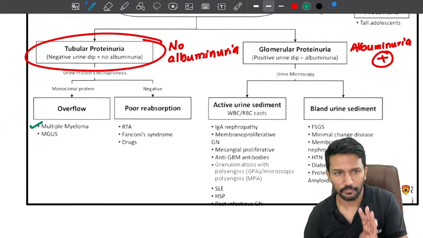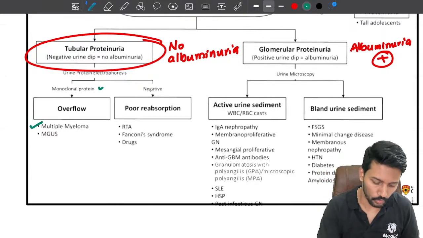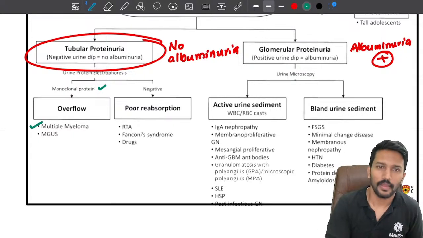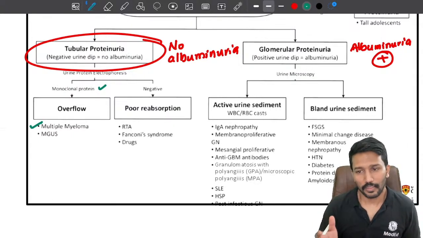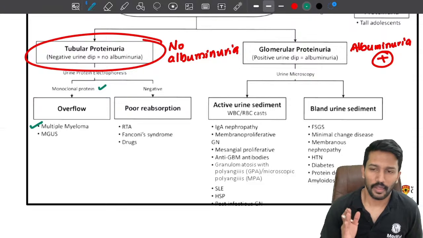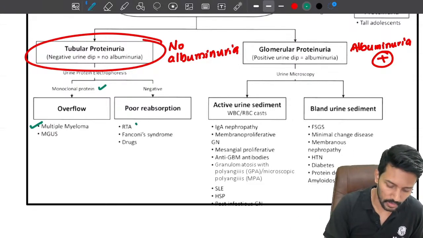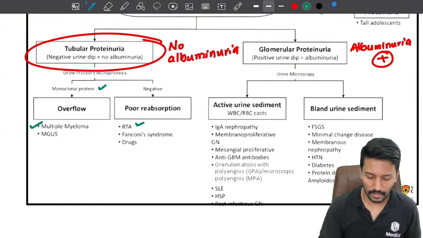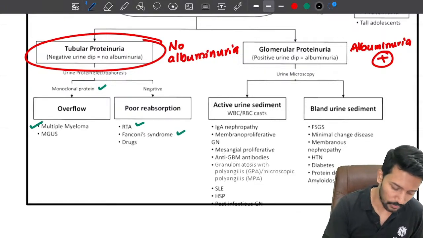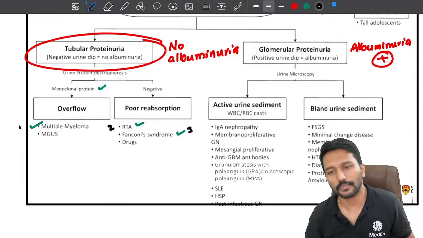Multiple myeloma is the first example. That is a monoclonal protein, only one type of protein. And then the other important causes for tubular proteinuria are where the tubules fail to reabsorb the protein. One of them is renal tubular acidosis and the second one is Fanconi syndrome. So these three things I want you to remember, 1, 2, 3, as causes for tubular proteinuria.